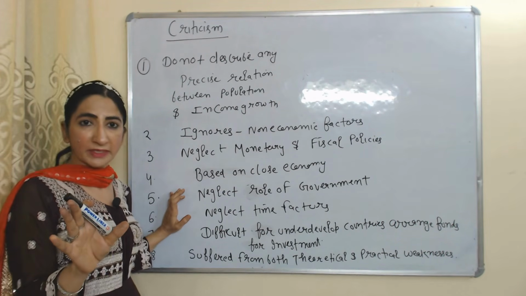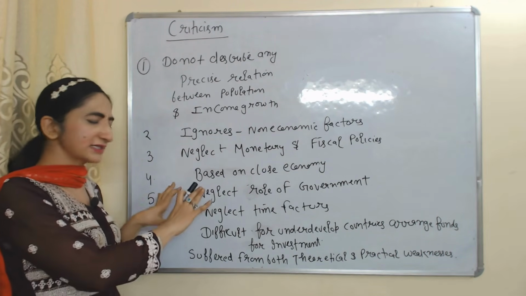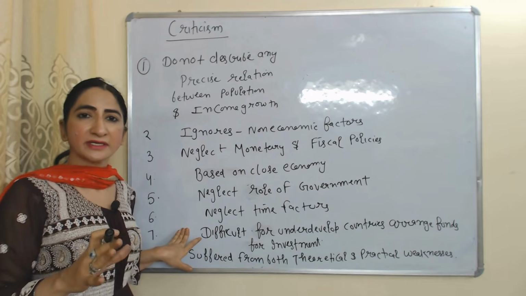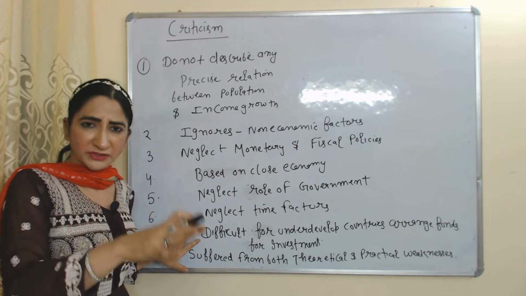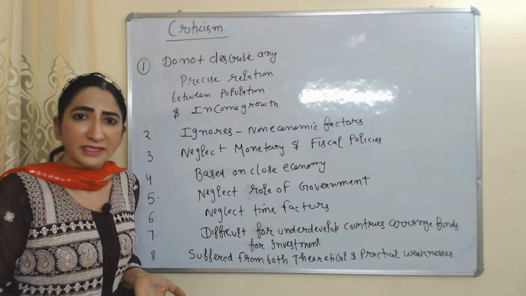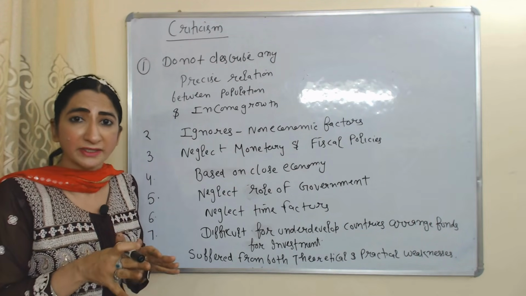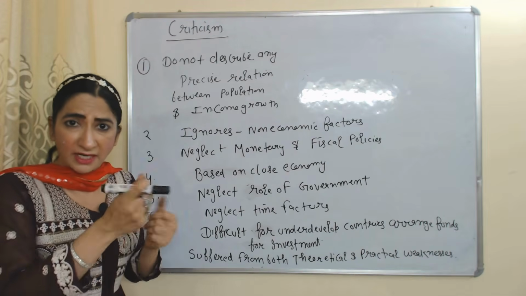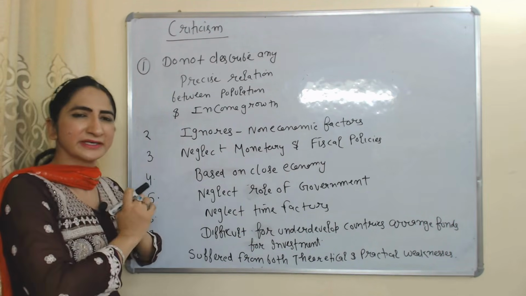Neglects the role of government. Government plays a very important role, but this theory ignores the role of government. Neglects the time factor. According to this theory, critical minimum effort, or we can say minimum required investment, is necessary for growth of an underdeveloped country. But from where does the underdeveloped country arrange funds for this investment? It is very difficult for an underdeveloped country to arrange funds for this kind of investment. So we can say this theory suffers from both theoretical and practical weaknesses.